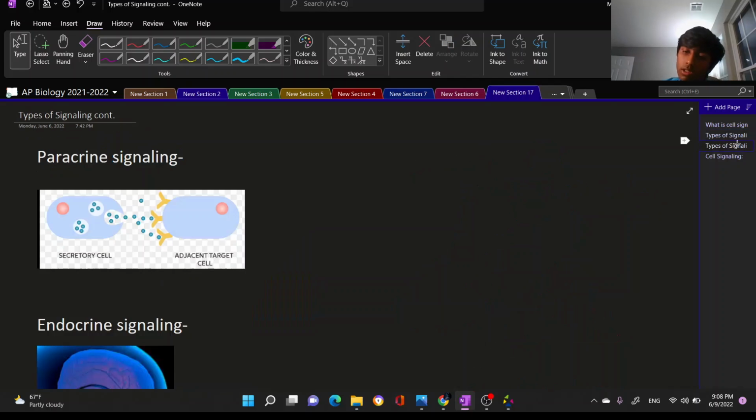Moving on to slightly longer distance cell communication. We have paracrine signaling, which involves a secreting cell which releases a molecule known as a ligand, which is a signaling molecule. So it releases a ligand, and this ligand is destined to go to a very specific target cell, as they call it.